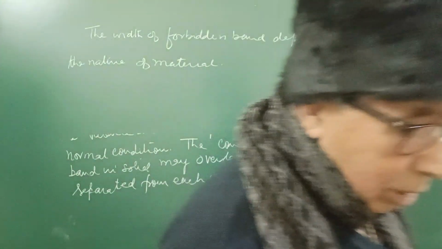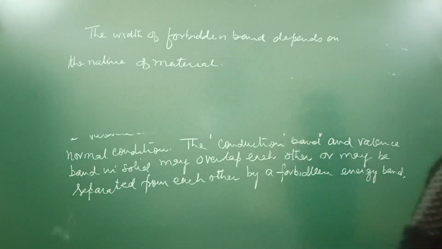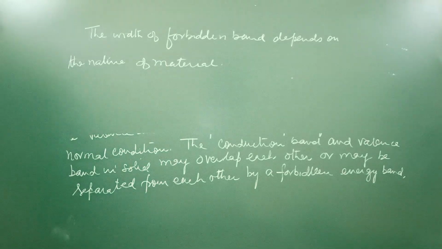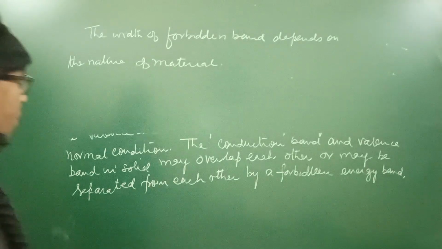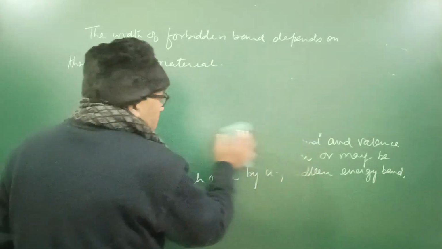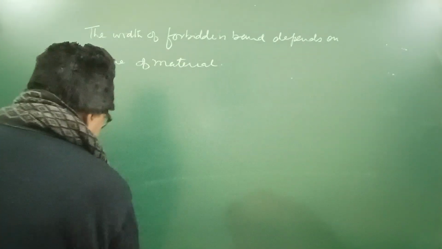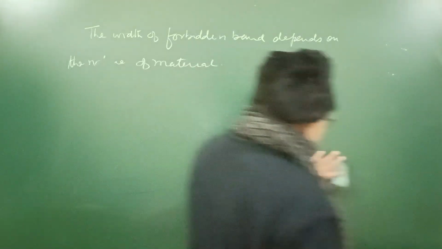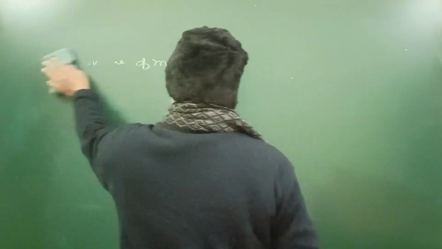So this was something about energy bands in solids. Some energy bands are allowed, some are not allowed. The uppermost allowed energy band is called the conduction band. The allowed energy band below the conduction band is called the valence band. And these bands may be separated from each other by a small gap or a large gap depending upon the nature of the material.